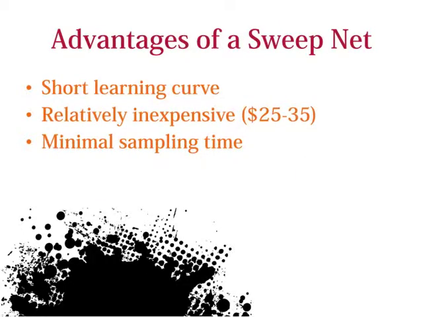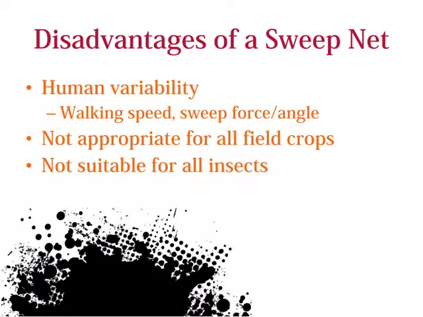There are several advantages to using a sweep net in soybean, including a short learning curve where most people can feel comfortable with the technique in less than an hour. They are a relatively inexpensive and long-lasting product, and require minimal sampling time compared to other techniques like sticky cards. There are some disadvantages to sweeping, such as human variability. Changes in walking speed, sweep angle, and sweep force can change from day to day and person to person. Also, sweep nets are not suitable for all target insects.